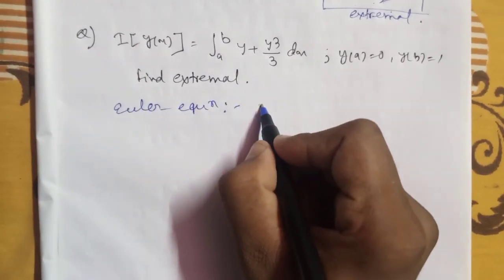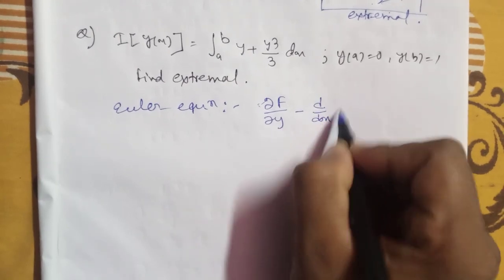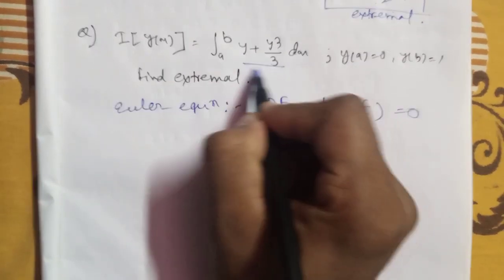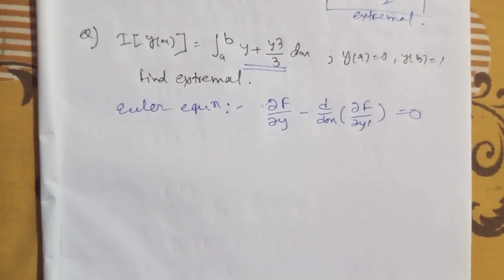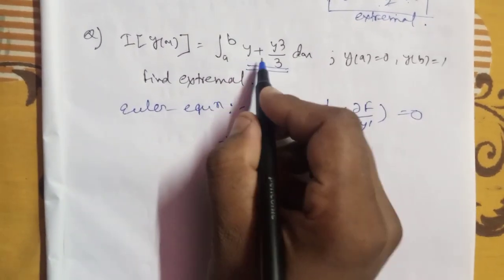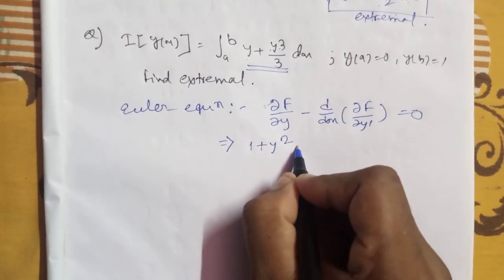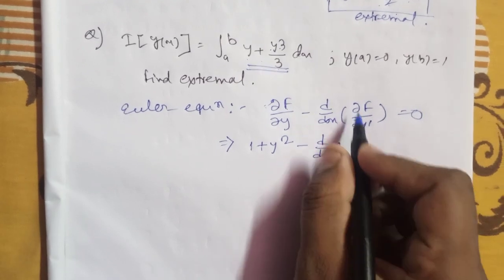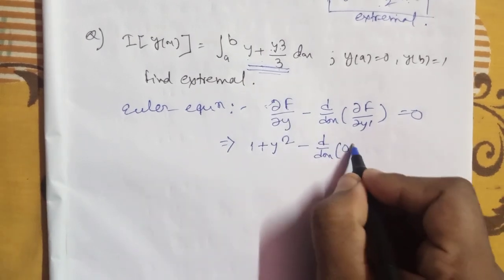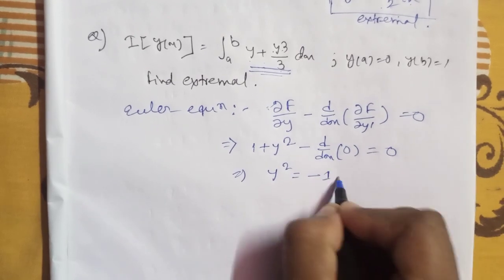What is this? del f by del y minus d/dx of del f by del y dash equal to 0. What is f? That is our functional, y plus y cube by 3. If we put it here, what will we get? We will get 1 plus 3y square by 3, that is 1 plus y square, right? Minus d/dx of del f by del y dash. No term of y dash, so this term will be 0, that is y square equal to minus 1, right?